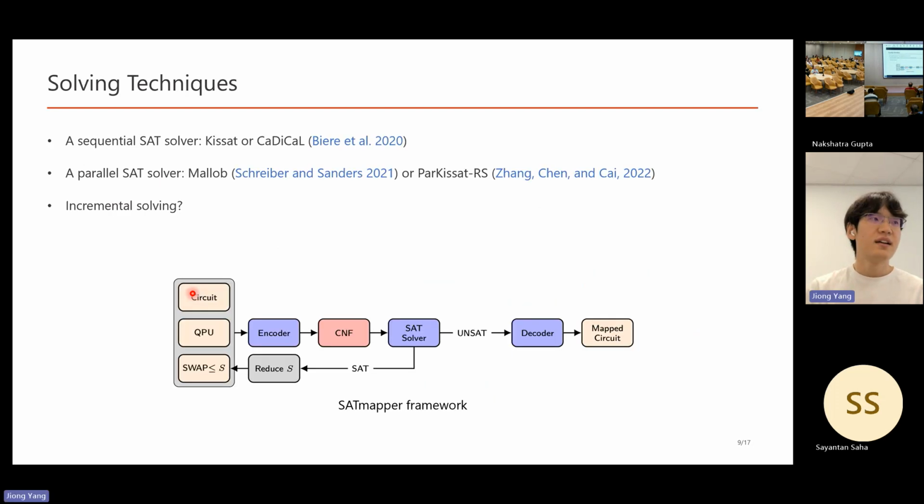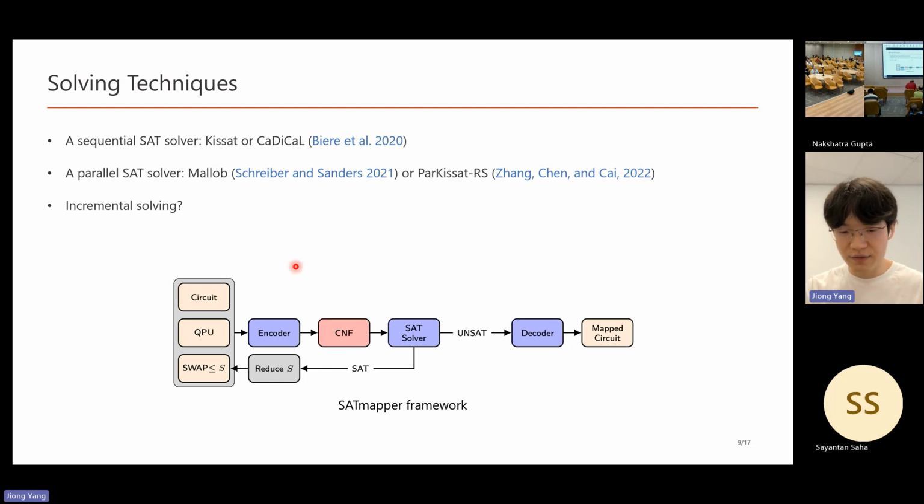So finally, let's investigate how to solve the encoded CNF efficiently in SATMapper. Basically, we can use any state-of-the-art sequential SAT solver like Kissat or CaDiCaL to solve it. We can also embrace the recent advances in parallel or cube-and-conquer techniques and use a competition-winning parallel SAT solver like Mallob or ParKissat-RS to solve the encoded CNF.